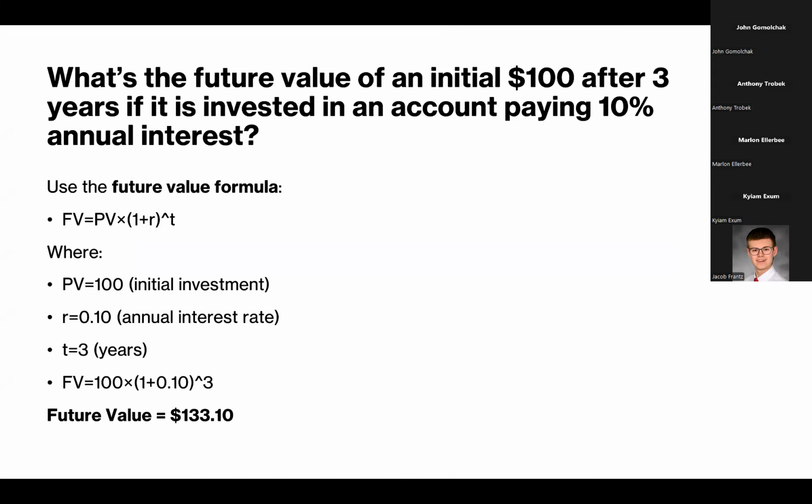The next question: what's the future value of an initial $100 after 3 years if it is invested in an account paying 10% annual interest? For this problem, we have to use the future value formula. I found all these formulas in the book. When you go on the ebook, there's a section of the formulas that are used in each chapter. So it has future value equals present value times (1 plus r) to the power of t. And then I have what each value stands for, and then I plug them into the formula, as you can see with the bullet points. And I got the future value to be $133.10.